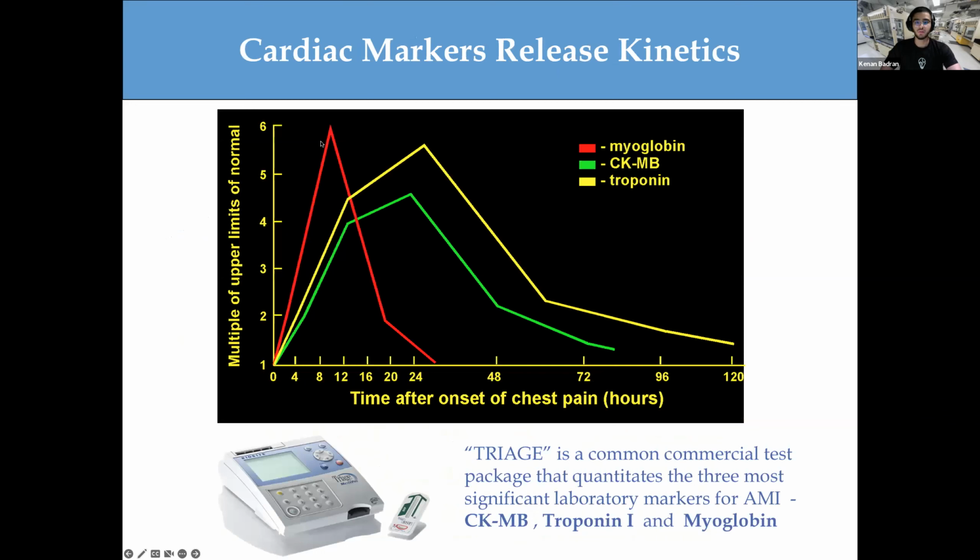And this is the famous graph regarding it. The triage: you look at CKMB, troponin I, and myoglobin, and notice how the different enzymes have different peaks and different lifespans. This is very important to know what happened to the patient, when he is walking in, and how it occurred, or not how, more as when.